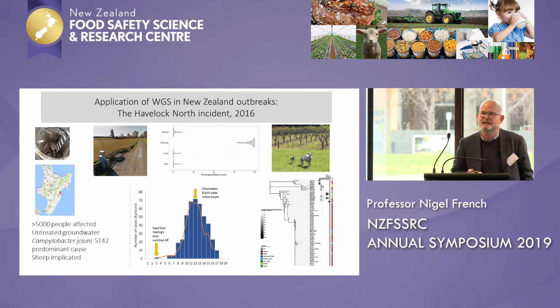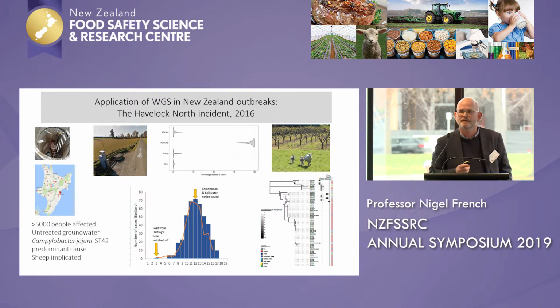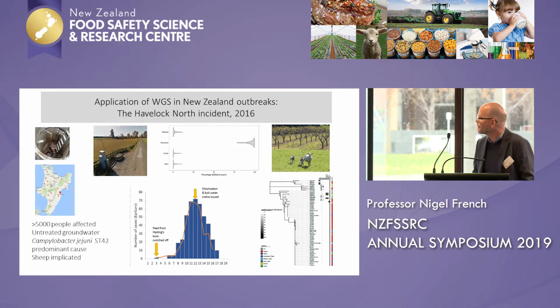Over 5,000 cases in a town of just 15,000 people. And again, whole genome sequencing was one of the tools that was used to identify that the strains that were found in sheep, in the reticulated water supply and in the people were virtually identical. So that was really good evidence that it was the sheep contaminating the water that then resulted in the infection in people. So that's another example of an outbreak, not a foodborne one, but of a foodborne pathogen.